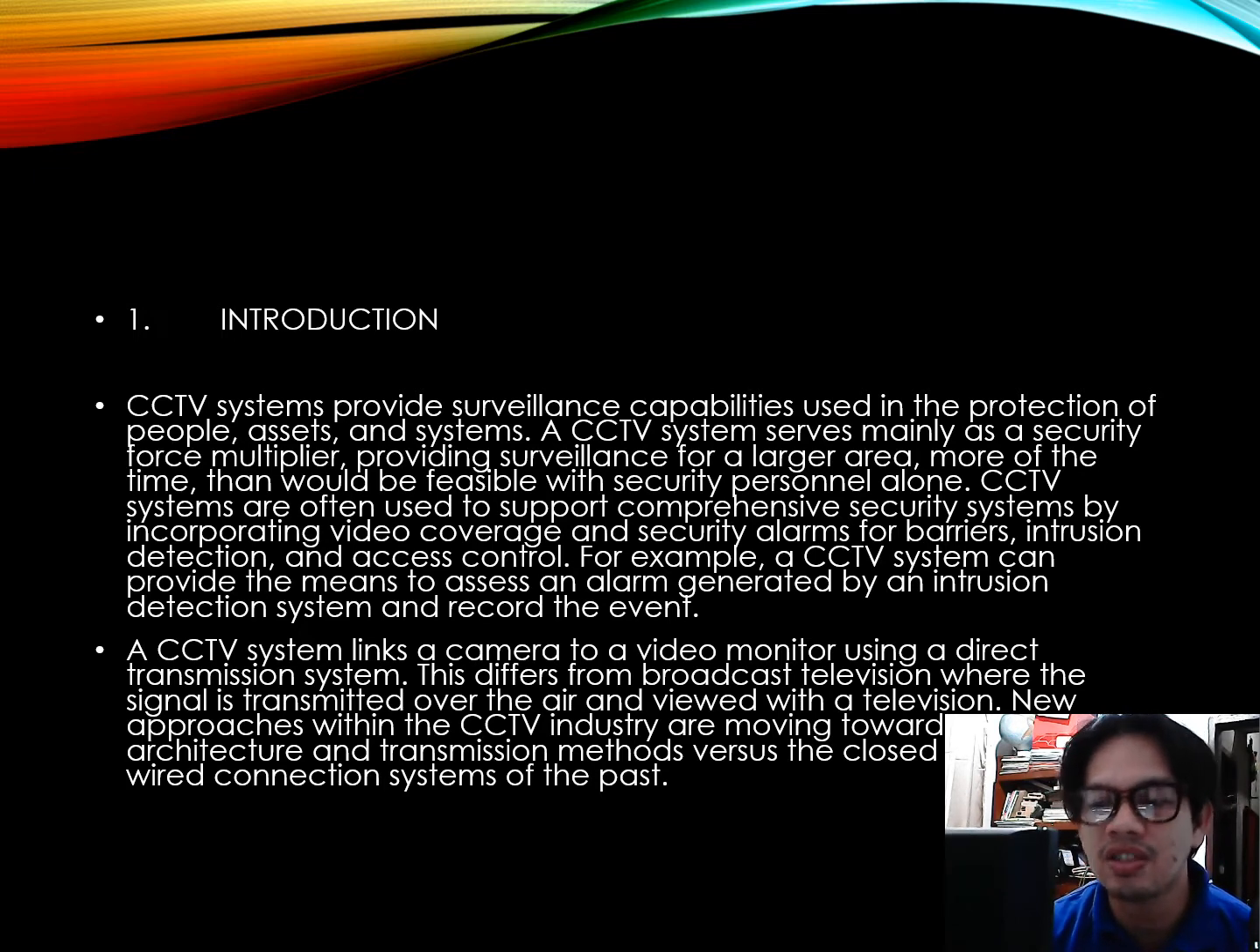CCTV systems are often used to support a comprehensive security system incorporating video coverage and security alarms for barriers, intrusion detection, and access control. For example, a CCTV system can provide a means of assessing an alarm generated by an intrusion detection system and a record of the event. So these are the functions of CCTV.